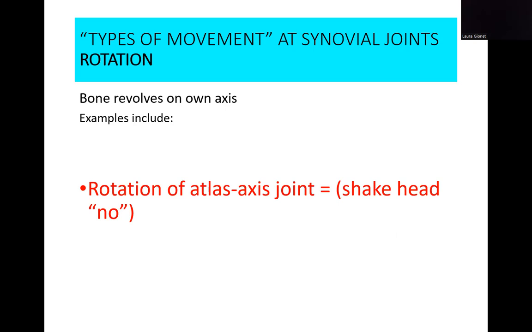Rotation, right? The bone revolves on an axis. A really good location is atlas on axis, C1 on C2. If you sit in anatomical position, and you don't move your shoulders or your body, but you just look to your left shoulder and your right shoulder, turning your head back and forth like you're shaking your head no, that requires atlas, that ring bone, to pivot on the dens or odontoid process of C2, and that would be a great example of rotation.